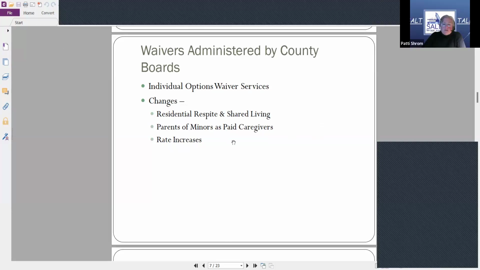Next slide. Sheila, can you define a little bit shared living? Because that's kind of like, I don't want to say it's a new term, but it kind of surfaced a few years ago. And I know I get several parents that ask, what exactly is it?